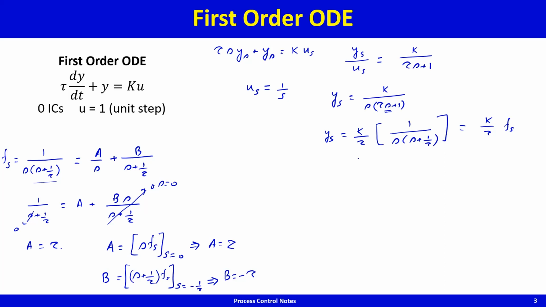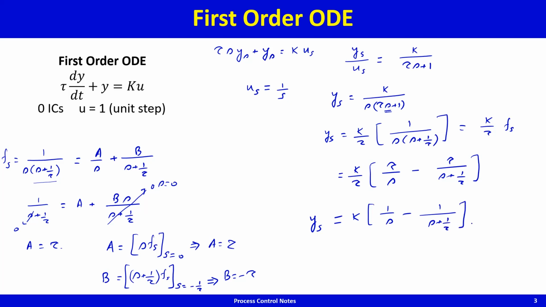And therefore y of s is equal to k by tau multiplied by tau by s minus tau over (s plus 1 by tau). And so the tau will cancel out, so you'll get y of s is equal to k times (1 by s minus 1 over (s plus 1 by tau)).